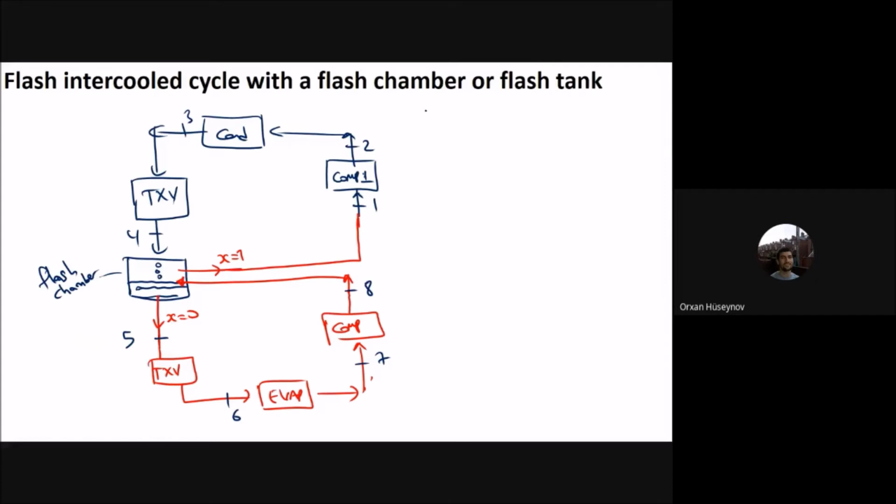So if I write the pressure values, P2 is greater than P1, P2 is the same as P3, and P4 is less than P3. P4 is the same as P1, and it is the same as P8, and it is the same as P5. You can see that these are all the same. P6 is less than P5, but P6 is the same as P7, and P8 is greater than P7.